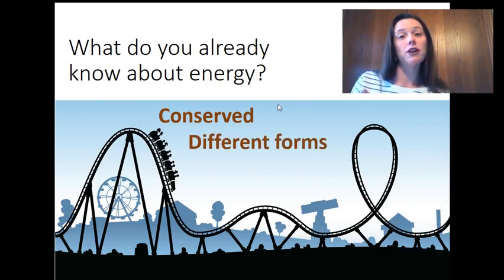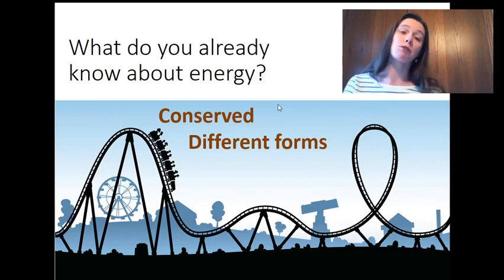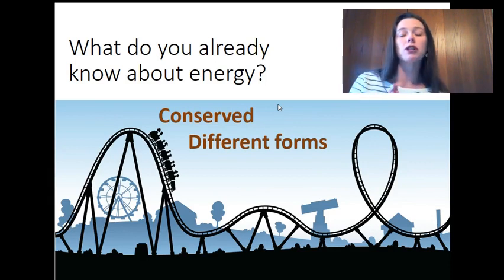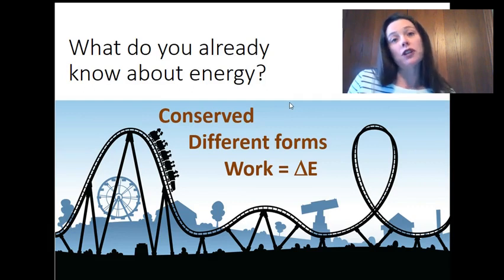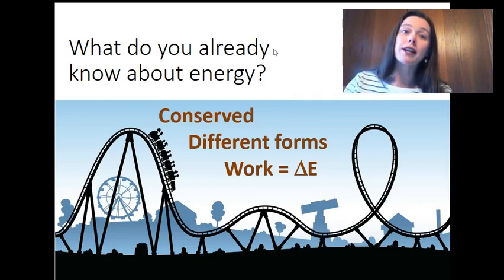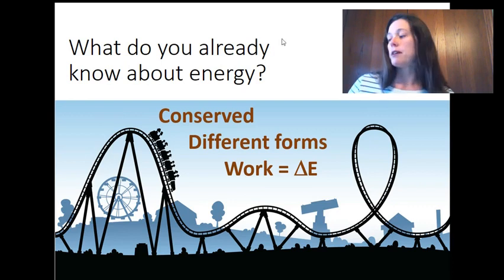We have potential energy, like gravitational energy, spring potential energy, and chemical potential energy, and we have active energy, or kinetic energy. You also probably remember that work is equal to the change in energy. If I do work on a system, I take some of my energy and I give it to that system. So the system gains energy and I lose energy.